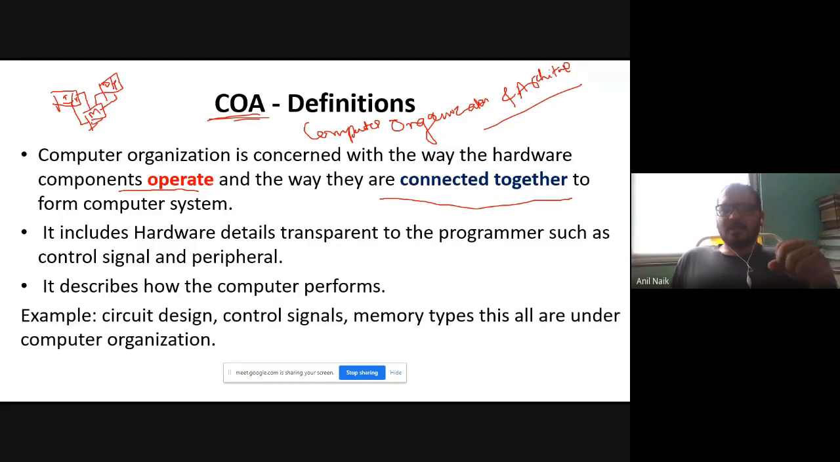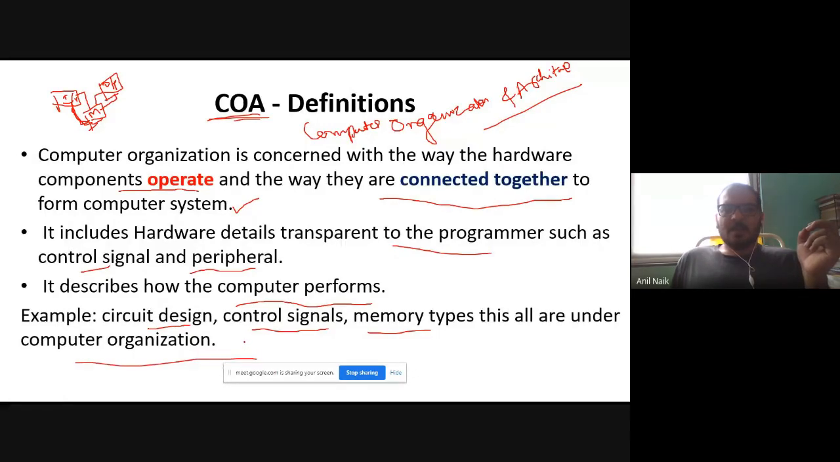Okay, so how do these different components connect together to form a computer system? It includes the hardware details that are transparent to the programmer, such as control signals and peripherals. These are the control signals that you already know from the microprocessor, how they control the operation of the devices. So computer organization describes how the computer performs. Examples like the circuit design, control signals, and memory all come under computer organization.